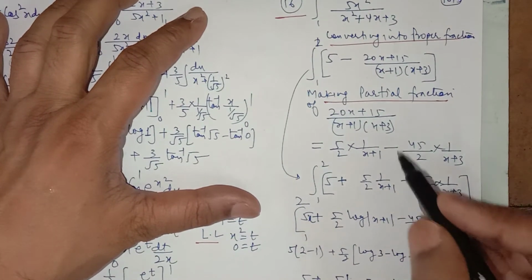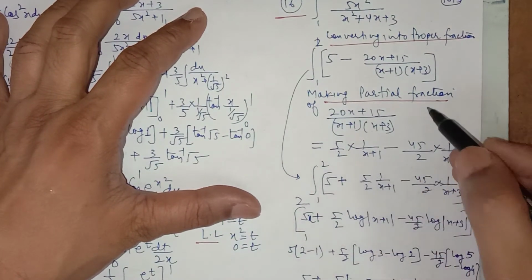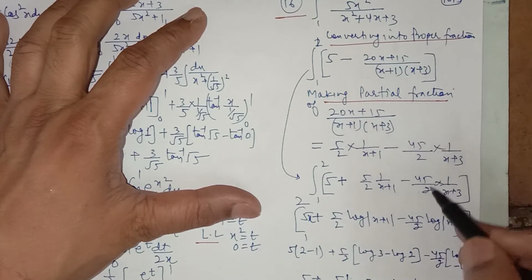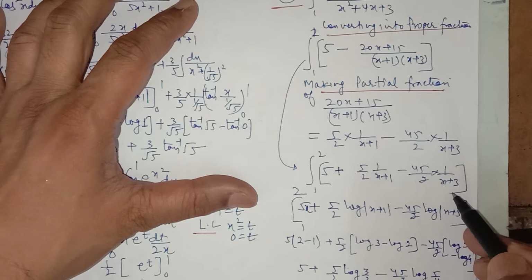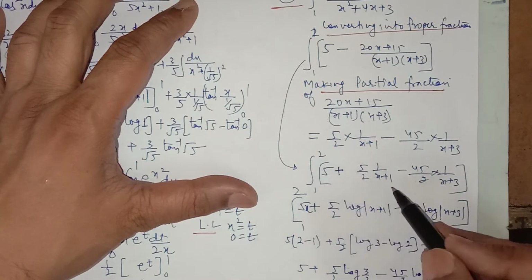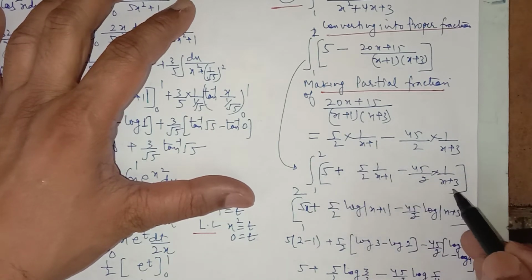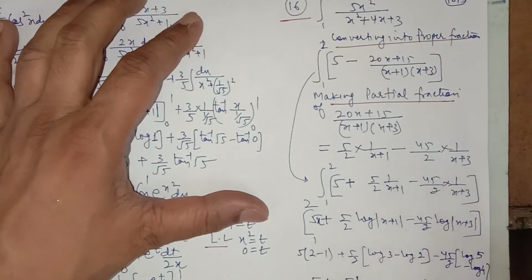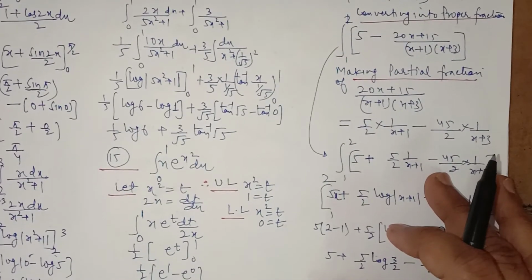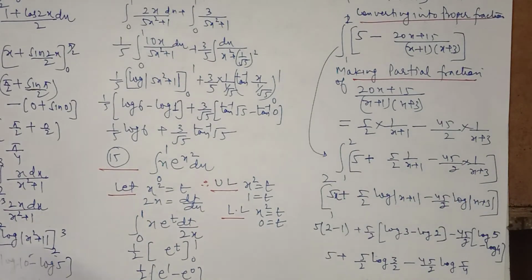The value of A is coming out to be 5 upon 2 and the value of B is coming out to be minus 45 upon 2. Integrate this: 1 upon x + 1 and 1 upon x + 3. It is coming out to be 5 log|x + 1| plus log|x + 3| in the modulus, then upper limit minus lower limit. So this is the definite integrals exercise we are doing.